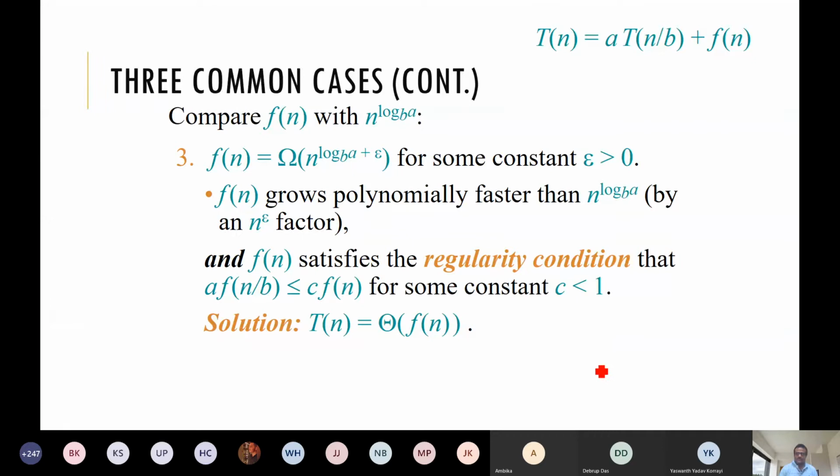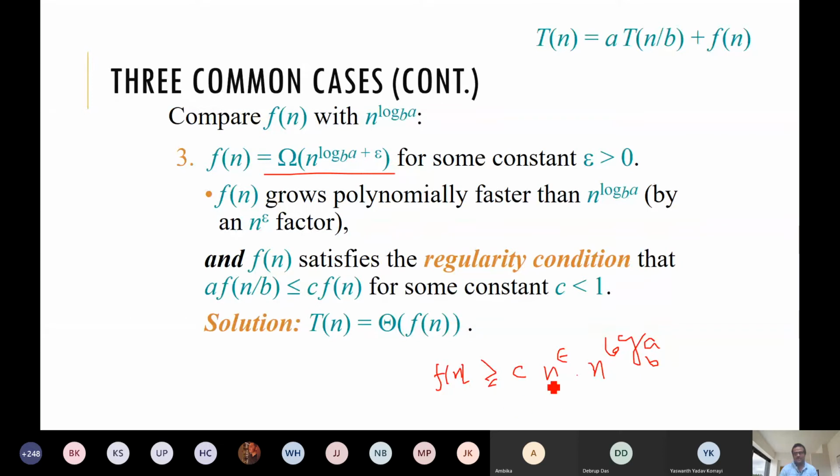So f(n) is more than n to the power log a base b. How much more? If we multiply this with n to the power epsilon, a polynomial factor, then also f(n) is more. Then also f(n) is greater than or equal to some constant times this. That is one way to quantify this. f(n) is the dominating cost, so f(n) is faster than n to the power log a base b. To quantify that, we take help of this type of notation. So this is nothing but big omega of n to the power log a base b plus epsilon.